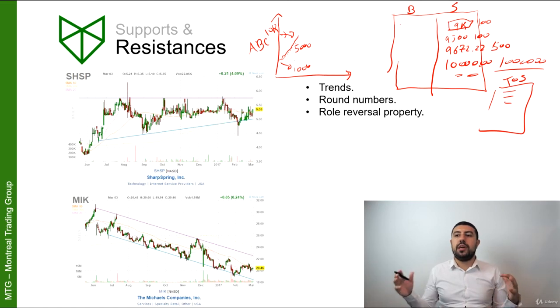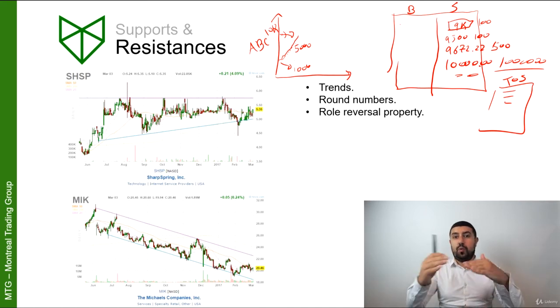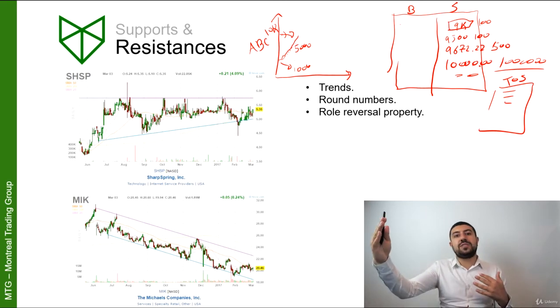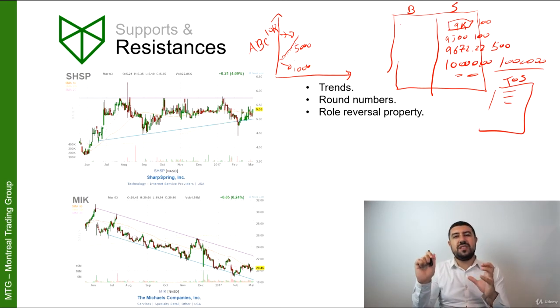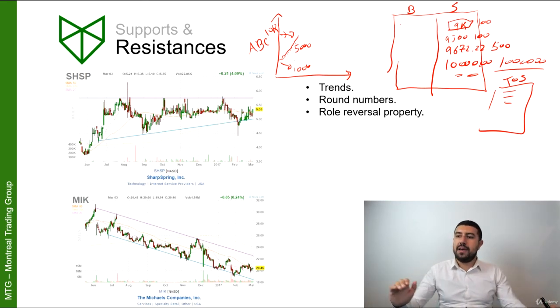So when we're talking about a big round number, it depends on the product you're trading. If you're trading something within the $5 range, $10 is going to be huge. $1 is going to be huge. If you're trading something around $1,000 or $2,000, $1,000 is going to be huge. $5,000 is going to be huge. So the nearest really round numbers are going to be the hugest. Other small round numbers are still going to have a kind of support or resistance.